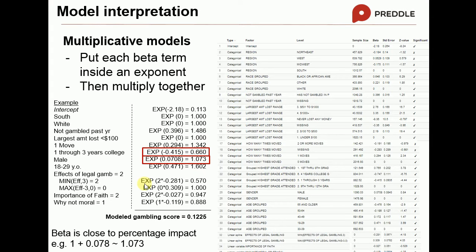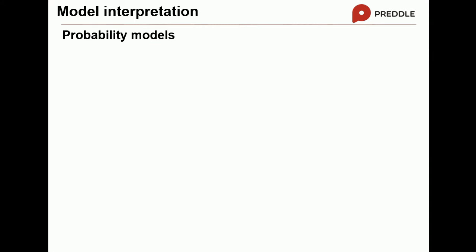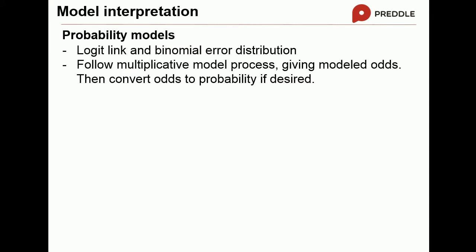Rather than just fitting an additive or multiplicative model, there is a third possibility, that of modeling a probability. If in the Preddle workspace wizard you said you were modeling a probability, the settings would then include a logit link function and a binomial error distribution. Behind the scenes, Preddle isn't modeling probability directly, it's multiplicatively combining the betas to model the odds of a success for that trial, and then converting from odds to probability.